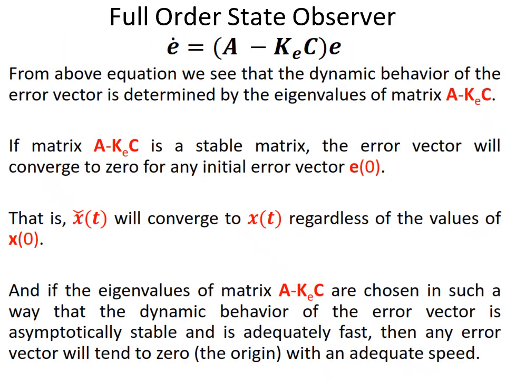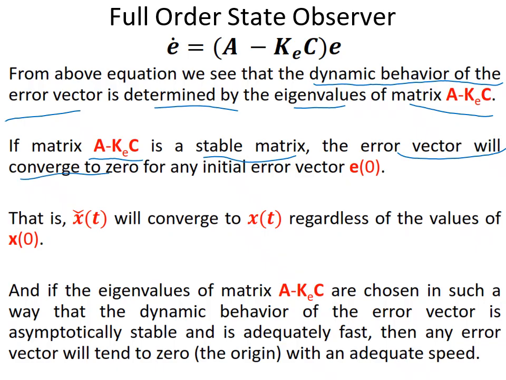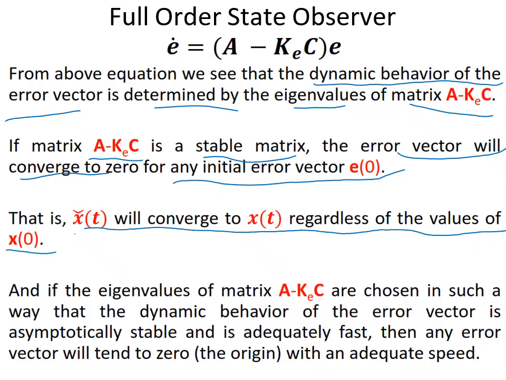From this equation, we see that all the dynamics of the error vector are determined by the eigenvalues of the matrix A minus KeC. If matrix A minus KeC is a stable matrix, the error vector will converge to 0 for any initial condition e of 0. X hat of t will converge to x regardless of the values of x naught if the matrix A minus KeC is a stable matrix.